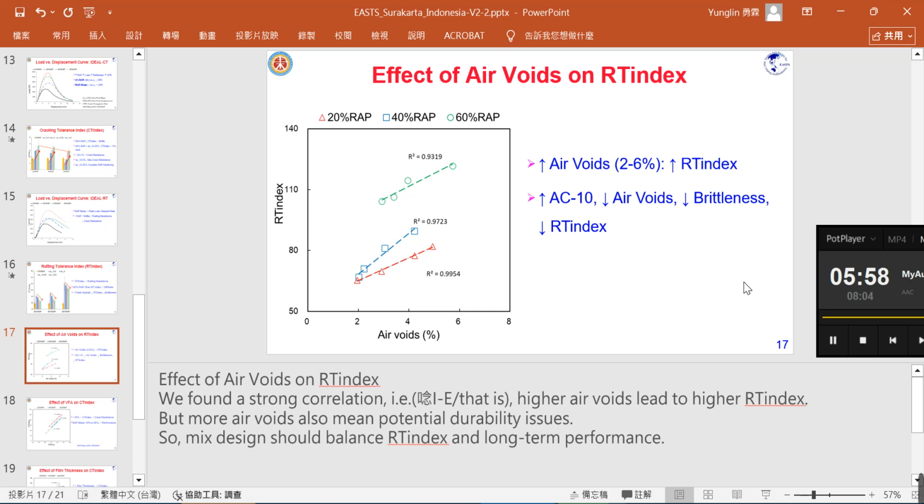Effect of air voids on RTindex. We found a strong correlation, i.e., higher air voids lead to higher RTindex. But more air voids also mean potential durability issues. So, mix design should balance RTindex and long-term performance.